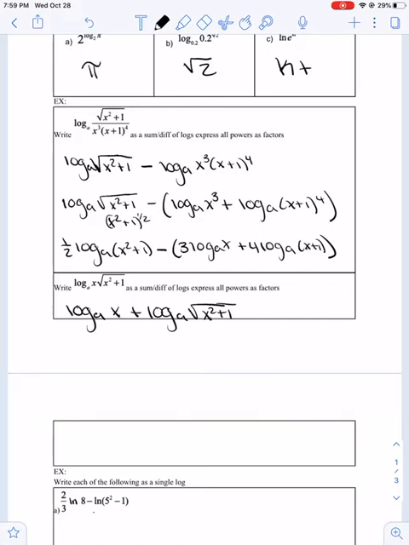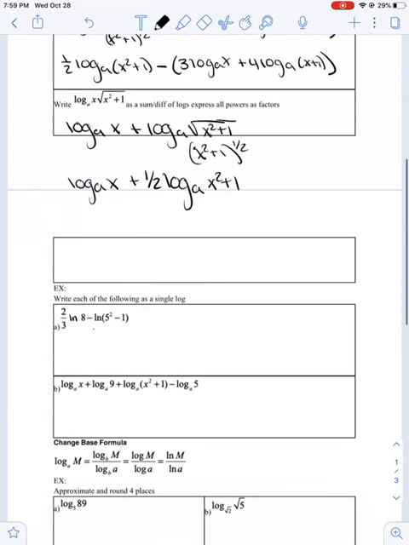Now we're going to do that express all the powers as factors part. So as we know, you can write the square root as an exponent of 1/2. And so we're going to bring that to the front. So log base a of x plus 1/2 log base a of x squared plus 1.